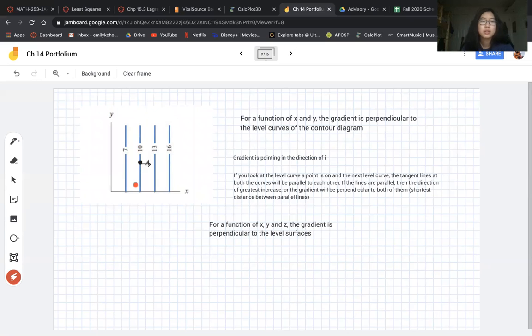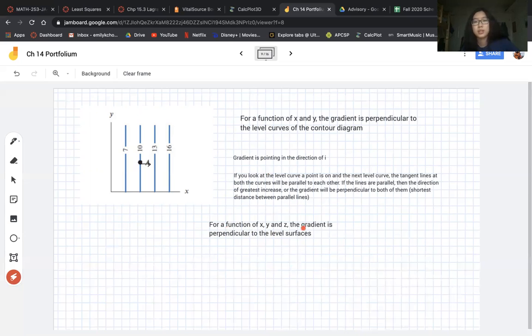Something else we notice is that the gradient is perpendicular to the level curves on a contour diagram. In this case, if we look at the level curve a point is on, and then the next curve, we see that the tangent lines are parallel to each other, and the tangent lines of this function are the same thing as the contour lines. Since the lines are parallel, the direction of the greatest increase will be perpendicular to both of them because it's the shortest distance between the parallel lines.